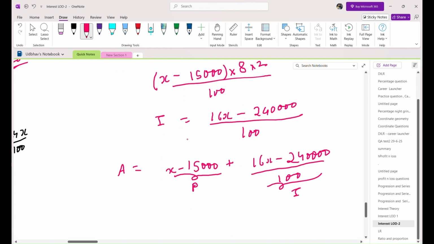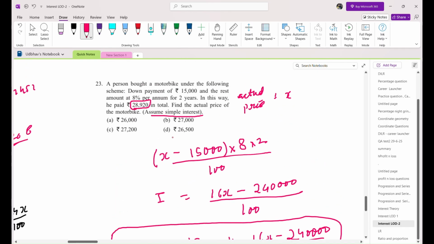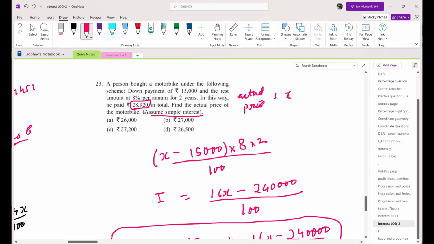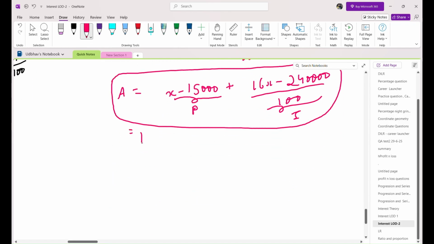But this amount we have calculated on the price other than 15,000. So this amount will be equal to this price minus 15,000. So 28920 minus 15,000 is 13920. So this equals 13920. We can find it now.